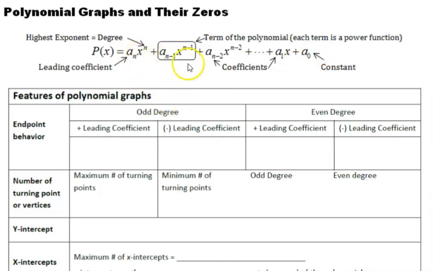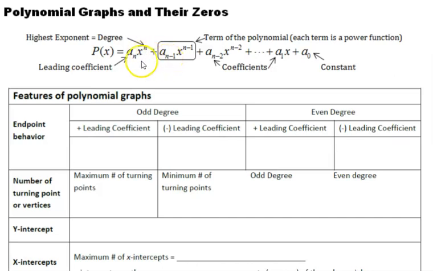There's a series of terms that add together, each of which has a coefficient, which may be 1, or it may be another number besides 1. It could be positive or negative, times x raised to a power. And that power needs to be an integer power, like 1, 2, 3, 4, etc. It cannot be a negative number.